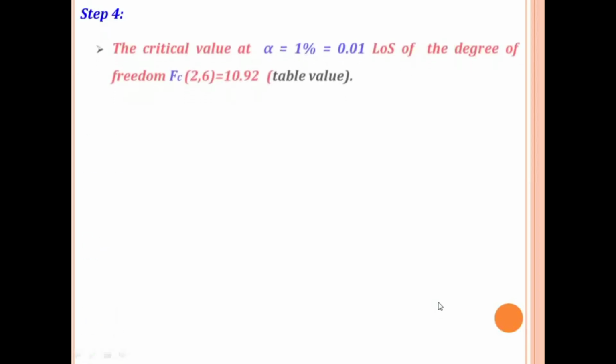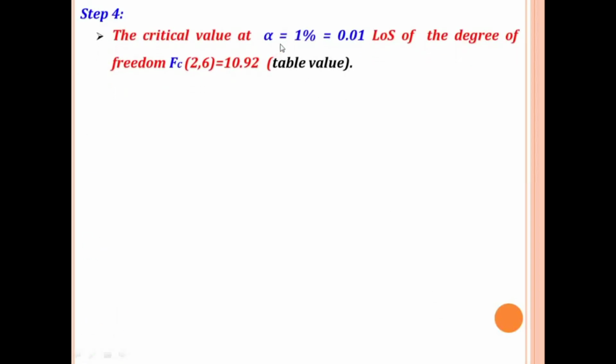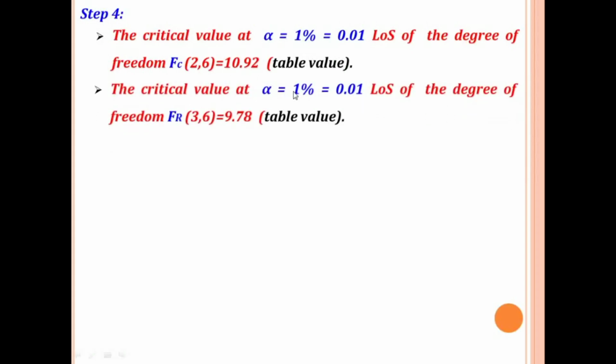Next we go for step number 4. What is step number 4? We write the critical value at 1% level of significance of degree of freedom in column wise, which is 10.92. Similarly we write the critical value at 1% level of significance of degree of freedom 3 comma 6 equal to 9.78. Next, step number 5. Step number 5, we write the conclusion 2 times. One is conclusion for column wise, another one is conclusion for row wise.